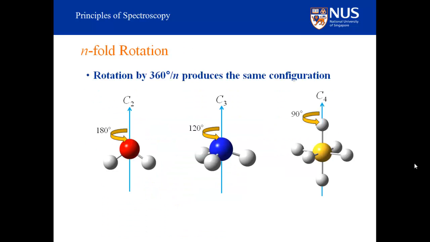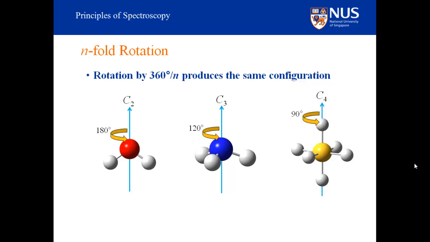An n-fold rotation looks like this. It is essentially, as I said, 360 degrees divided by n. That's where the n comes in. So in the water molecule on the left, we have a C2 axis. If I rotate by 180 degrees, I'm exchanging my two hydrogen atoms. My molecule looks exactly the same after that 180 degree rotation.